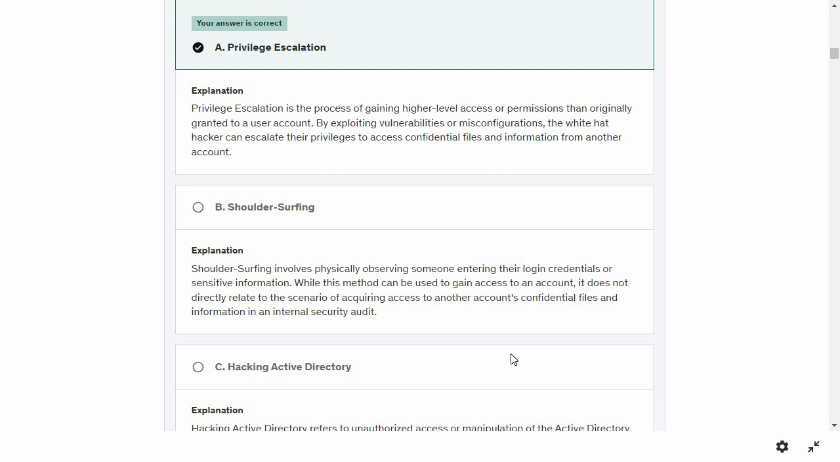Shoulder surfing involves physically observing someone entering the login credentials or sensitive information. While this method can be used to gain access to an account, it does not directly relate to the scenario of acquiring access to another account's confidential files and information in an internal security audit. So shoulder surfing is not the correct answer for this scenario.